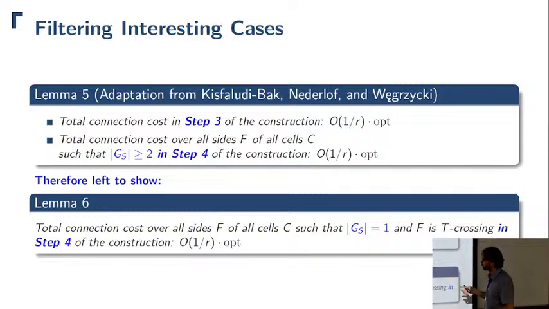So what's left to show then afterwards is if it's not a T crossing.